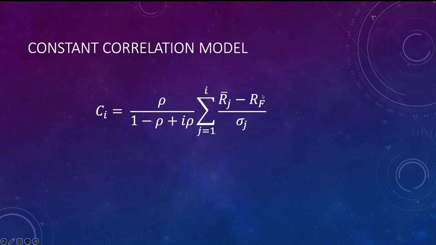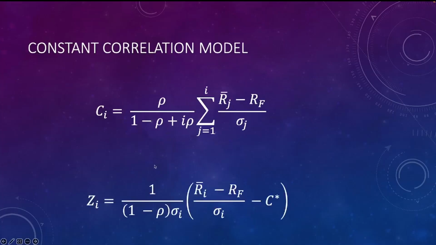This part is very easy to calculate. It's just the excess return to risk ratios, and their sum, and that entire summation is multiplied by this part. So that's how we calculate Ci. Again, when this Ci is more than this particular ratio, that's when we stop. The one previous to that will be our C star.